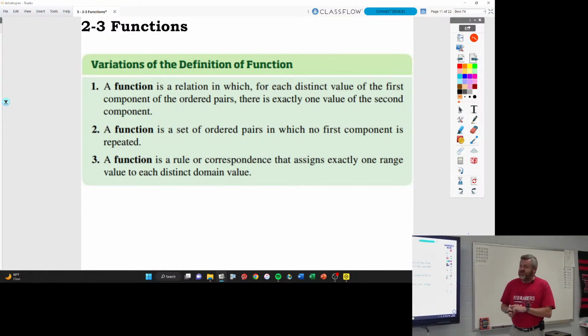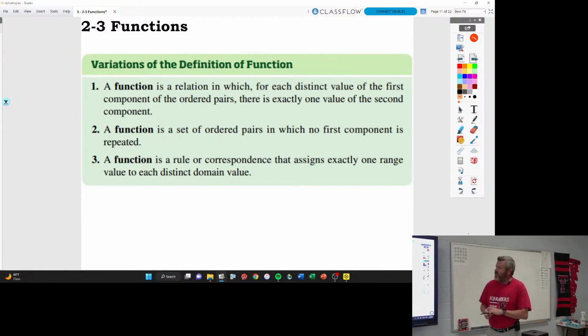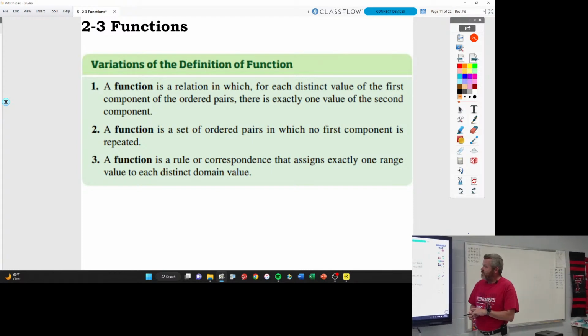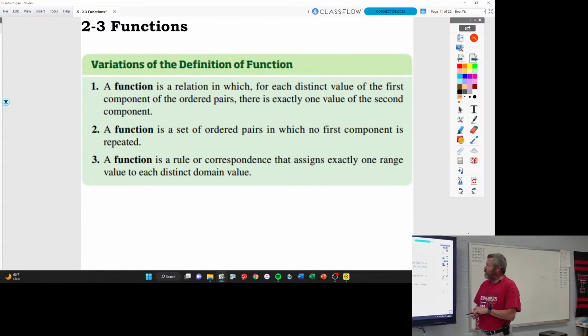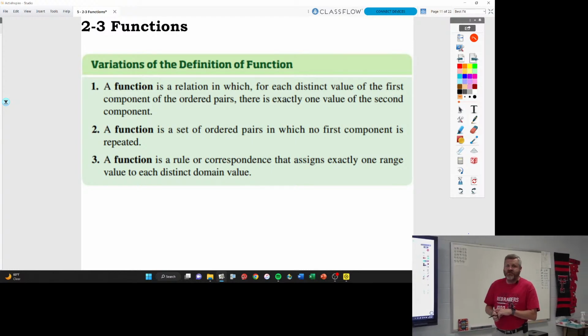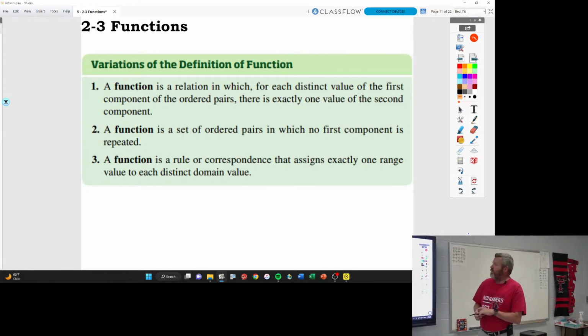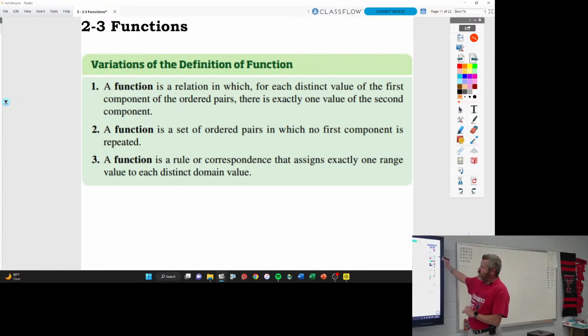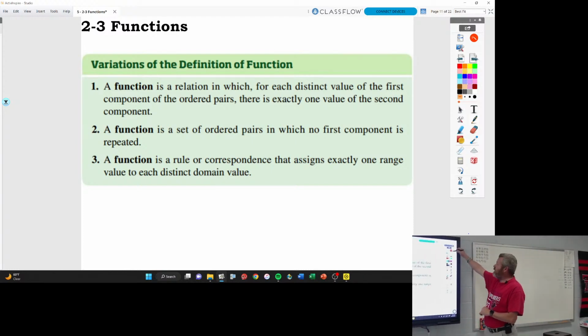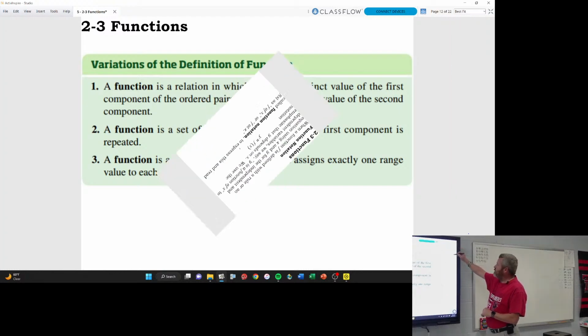Variations of the definition of a function. A function is a relation in which for each distinct value of the first component of the ordered pair, there's exactly one value of the second component. That's one definition. Another definition. A function is a set of ordered pairs in which no first component is repeated. Another definition. A function is a rule or correspondence that assigns exactly one range value to each distinct domain value. All three of those said the exact same thing, just worded differently.